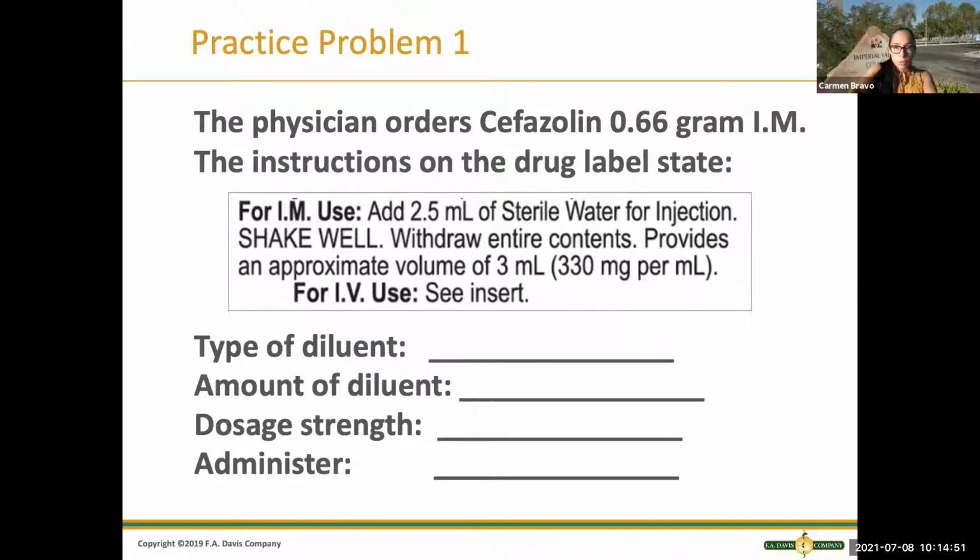Let's answer those questions. The physician orders cefazolin 0.66 grams intramuscular. The instructions on the drug label state for IM use, add 2.5 milliliters of sterile water for injection, shake well, withdraw entire contents, provides an approximate volume of 3 mL, which is 330 milligrams per mL. And then for IV use, it wants you to see the insert for more instructions. So what type of diluent do we have? What's my diluent?